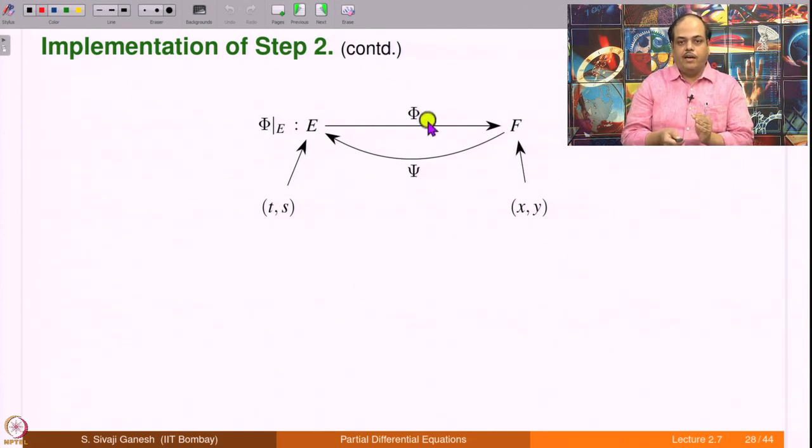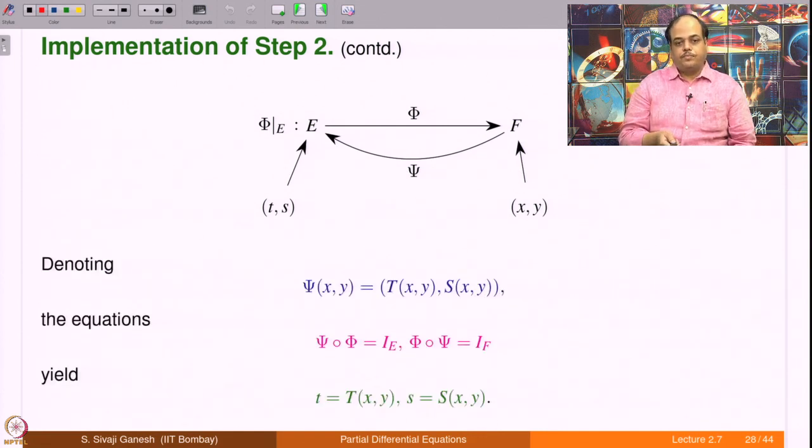Whatever is the map phi we have, it maps (t, s) to (x(t, s), y(t, s)). So, (x(0, s naught), y(0, s naught)), which is (f(s naught), g(s naught)). And a mapping psi such that these compositions, you go from E to F, come back from F to E, or go from F to E first and then come back to F, both will be identity functions. Here we are using t, s coordinates, here we are using x, y coordinates, the variable names. So psi of (x, y), you denote it as (t(x, y), s(x, y)). And these equalities hold because they are inverses of each other, that will give you t equal to t(x, y), s equal to s(x, y).